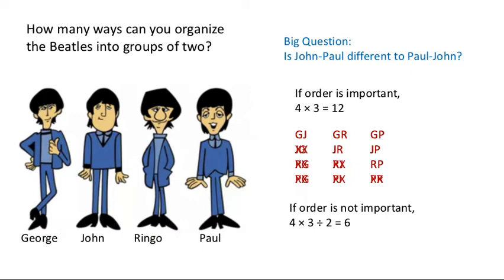Now, this will help you remember some stuff later, because if order is important, that's called a permutation. And we can use this formula to work it out, which you'll learn about in the next video, or learn about later. If order is not important, it's a combination. And you can use this formula. And we'll go through these in the next video.